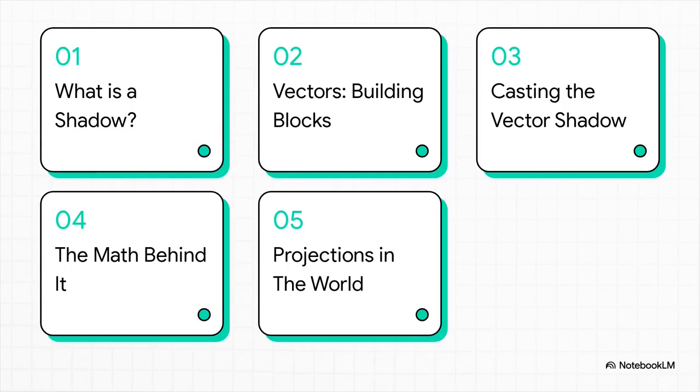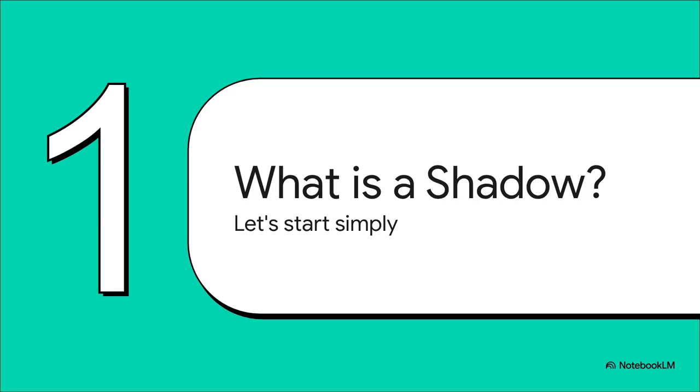So here's our game plan. We're going to start with shadows, then meet our building blocks, vectors. After that, we'll actually visualize casting a vector shadow, peek at the math behind it all, and then, the best part, see where this stuff is hiding out in the real world. Simple as that? All right, part one.